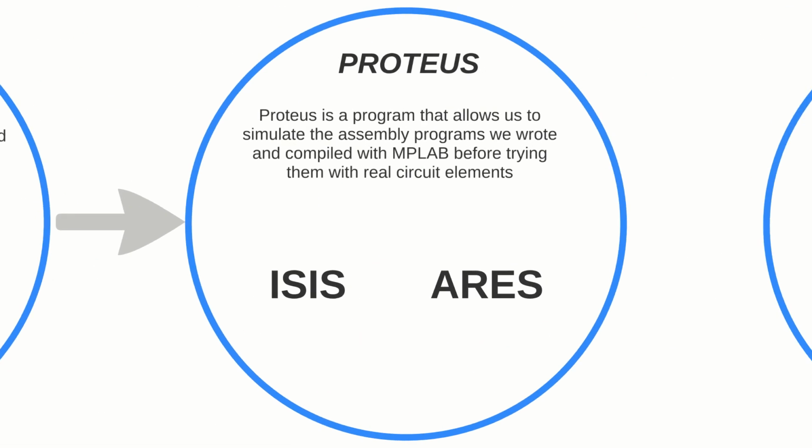The second software we need in this course is called Proteus. Proteus is a program that allows us to simulate the assembly programs we wrote and compiled with MPLAB before trying them with real circuit elements. That means this is our first step to run the programs by simulation.